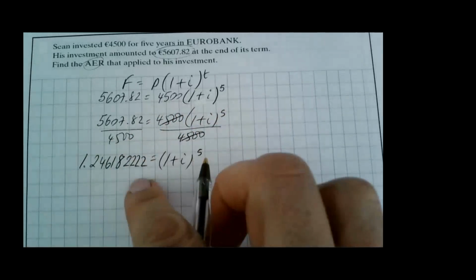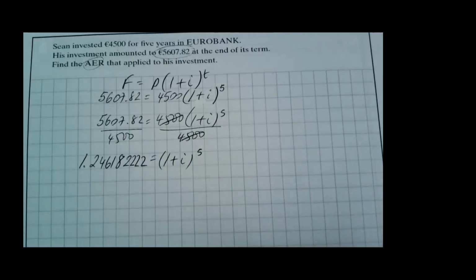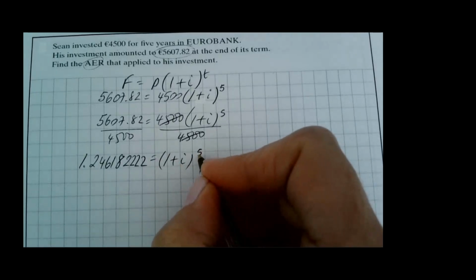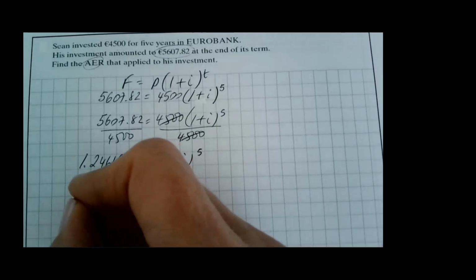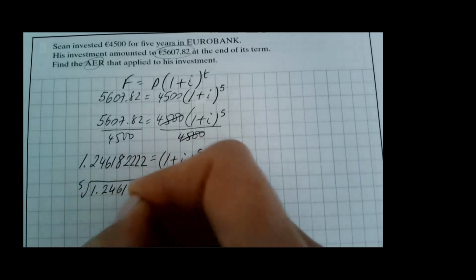$1.24618222. Now, don't round at this point, okay? We're still in the middle of a calculation. You shouldn't round until the very, very end. So a good rule of thumb is just to write out the whole calculator display. And then we need to get rid of the power of 5. So we're going to do the 5th root of this.